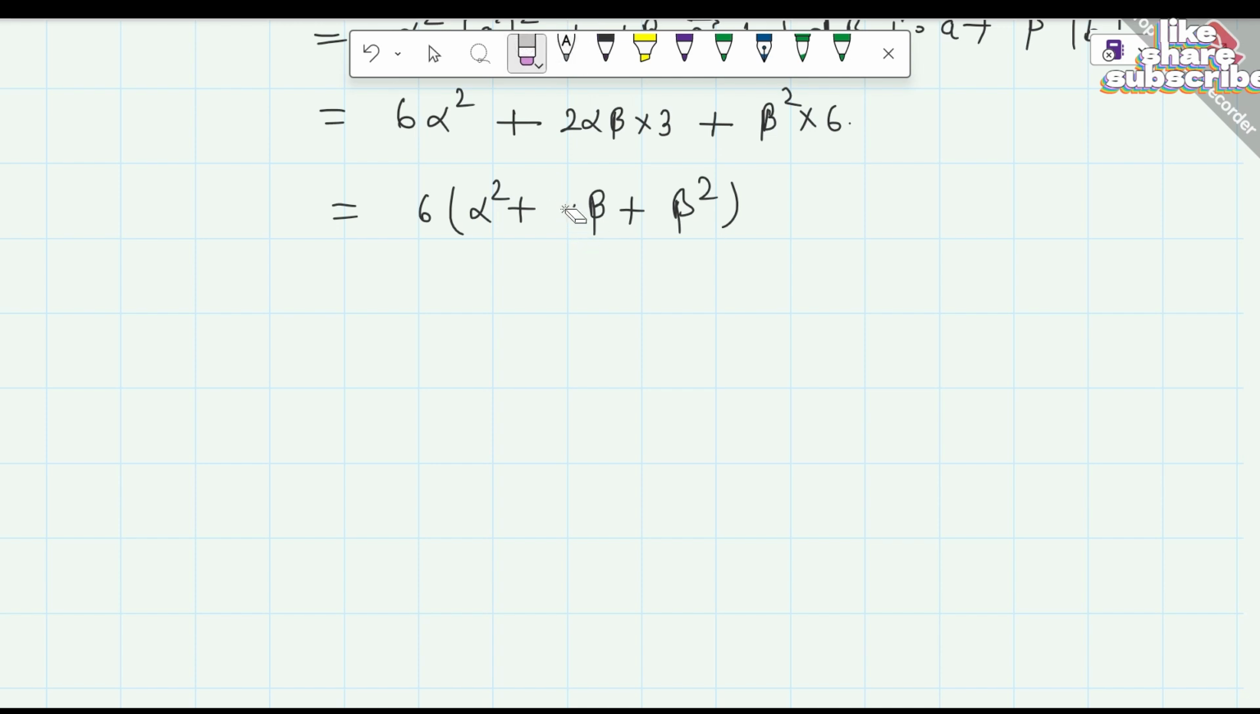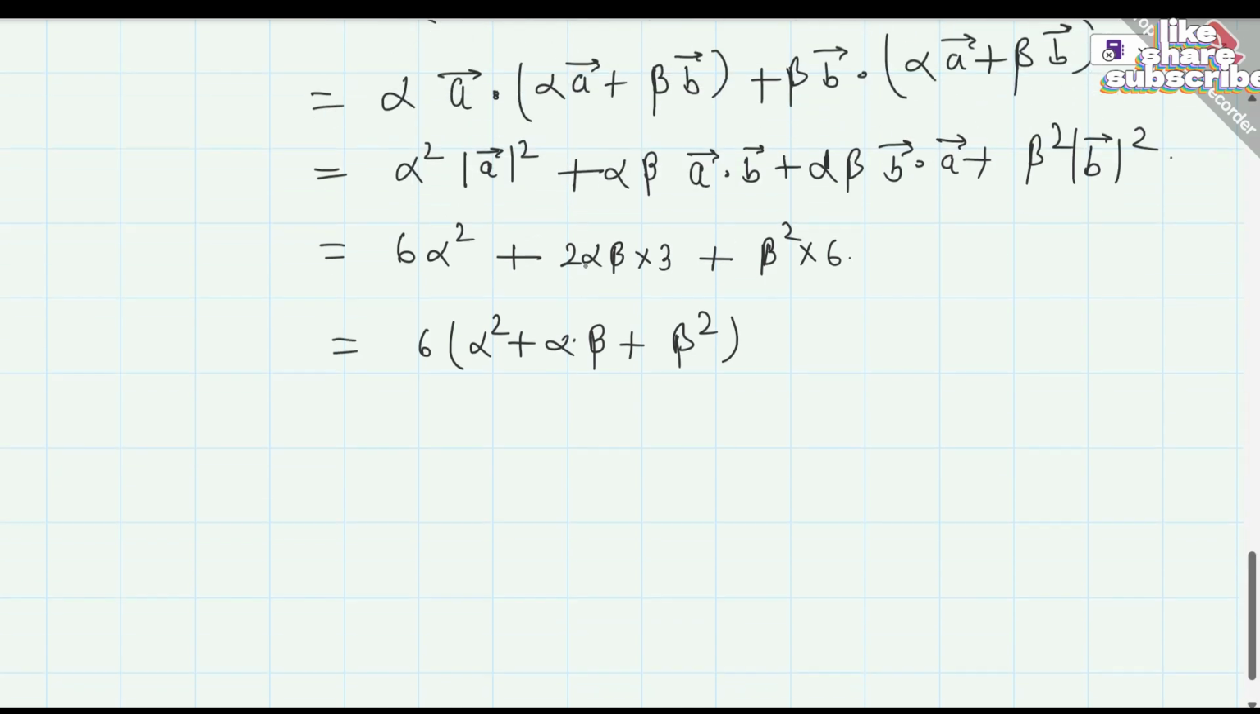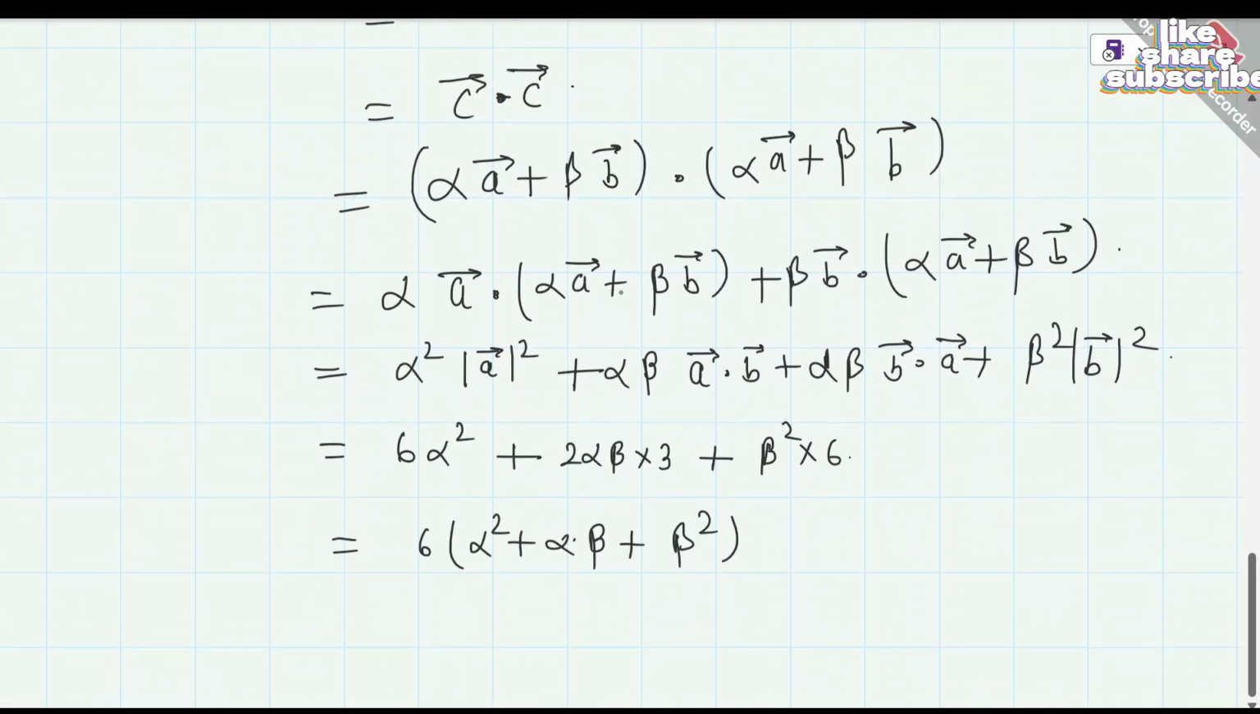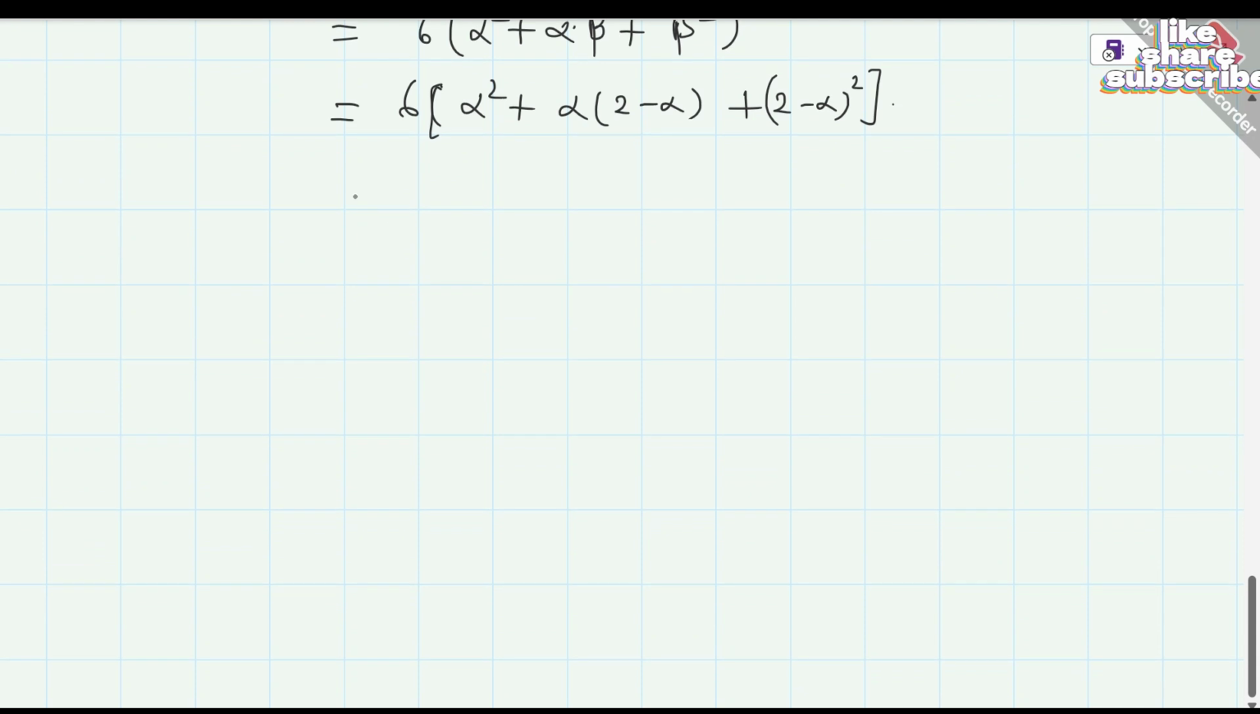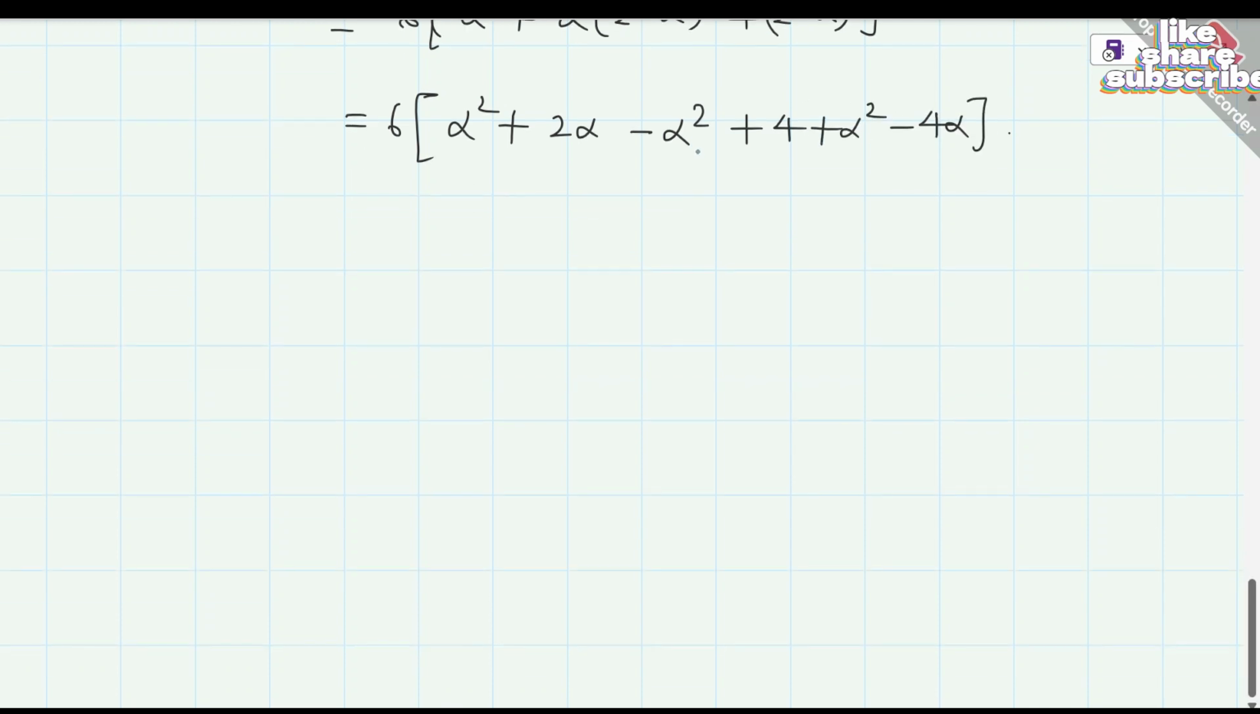Now we have to minimize this function. First of all, we have obtained beta is equal to 2 minus alpha. Putting beta is equal to 2 minus alpha, we have alpha times 2 minus alpha, and beta square is 2 minus alpha square. So this is equal to 6 times alpha square plus 2 alpha minus alpha square plus 4 plus alpha square minus 4 alpha. So the alpha square terms get cancelled, and this is 6 times alpha square minus 2 alpha plus 4.